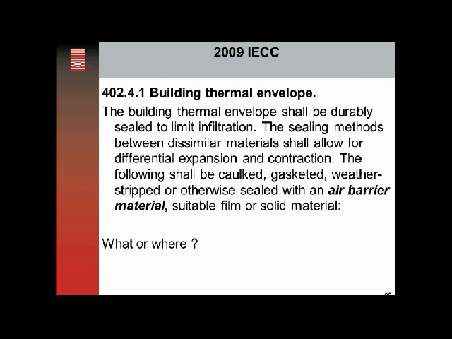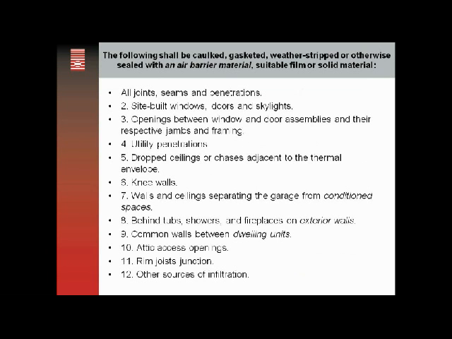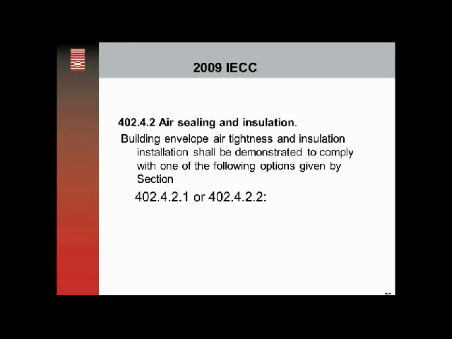Where are these materials? What or where are they in the building envelope? Well, it lays it all out. It talks about all joints, seams, and penetrations, windows, doors, and skylights, openings between windows and door assemblies and their jambs and framings, typical utility penetrations, drop ceilings, chases, plumbing walls, knee walls, walls and ceilings separating the garage from conditioned spaces, behind tubs, showers, common walls between dwelling units, attic access openings, rim joist junctions, and other sources of air infiltration.